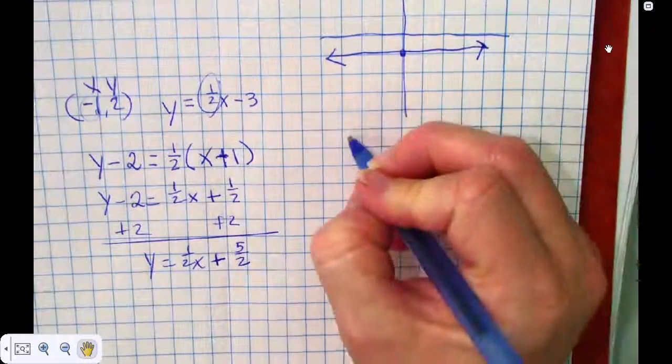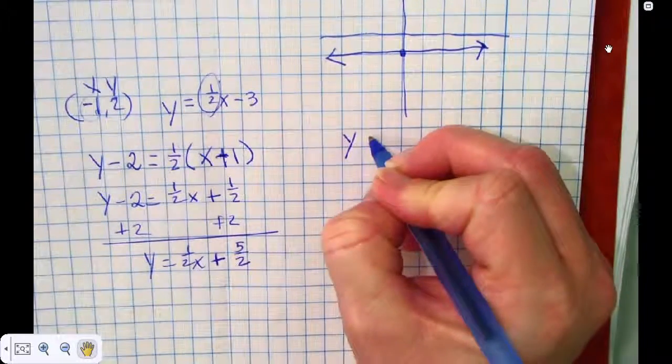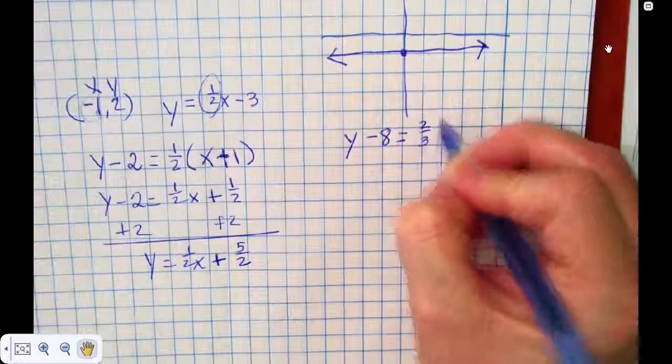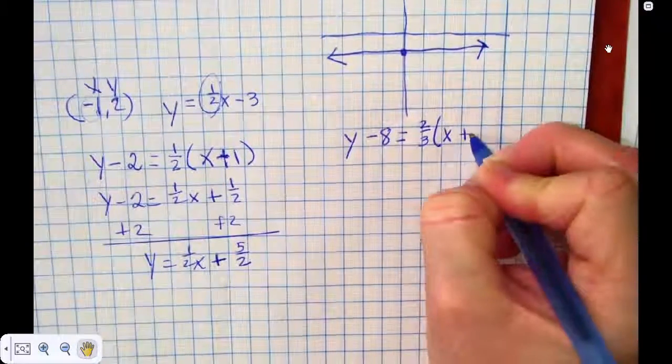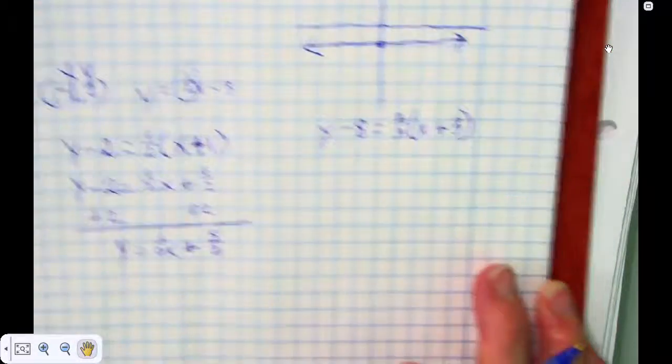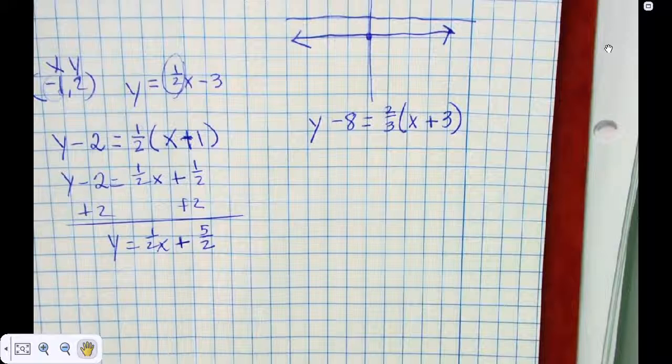Hey, write this down for me. Y minus 8 equals 2/3 x plus 3. What kind of form is that when you see it? Point slope. That's point slope form, right? Slope intercept says y equals. Y equals the slope intercept. And it's on your reference chart if you need to.